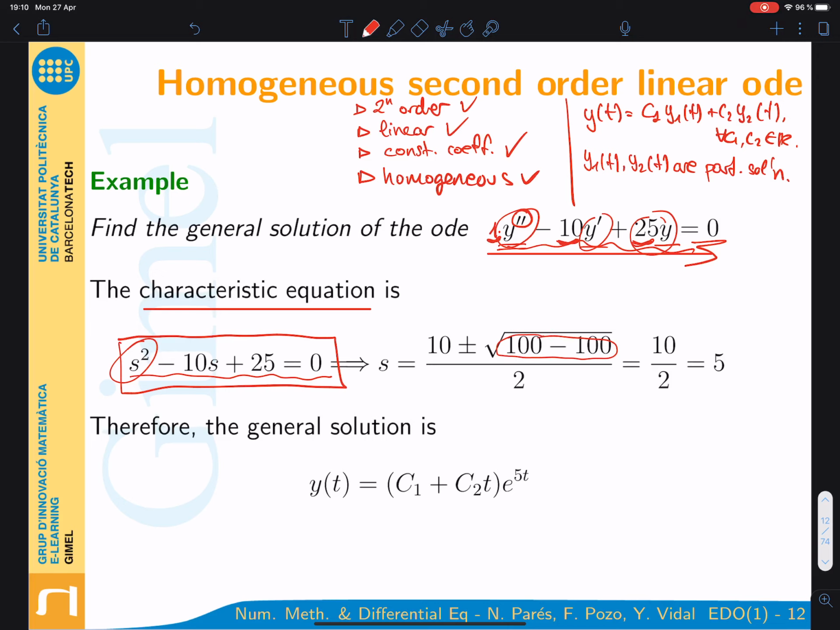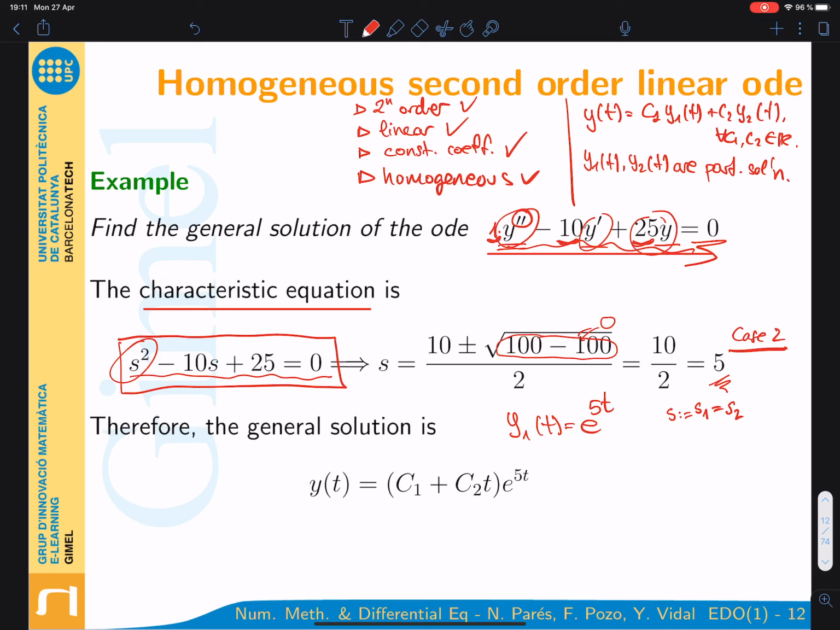I need to solve this equal to 0, and in this case, it happens that what's inside the square root is equal to 0. So I only get one solution, and this is case 2, remember. Case 2 means that, in fact, I don't get two different solutions, but only one. I will call it s, which in this case is 5. And I need another particular solution because I only got one of them. I got only this one.